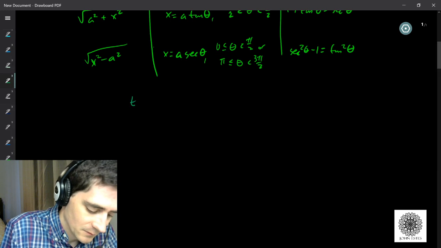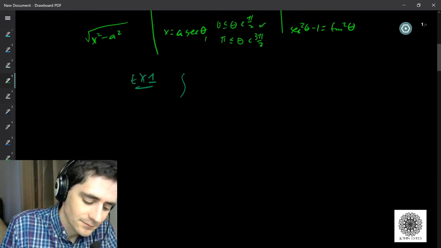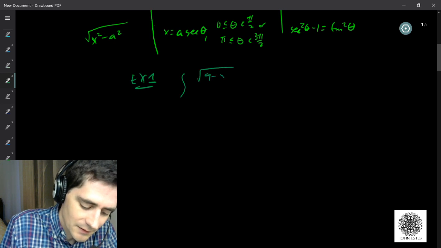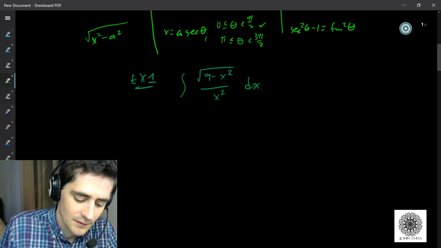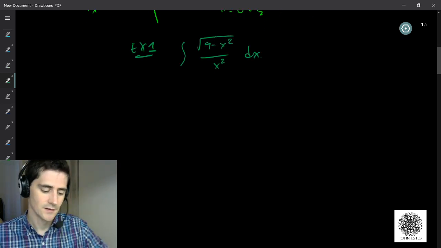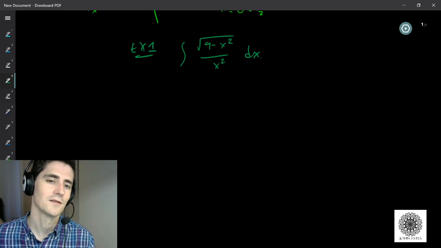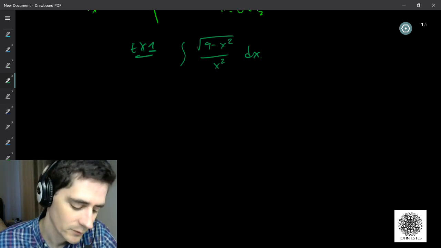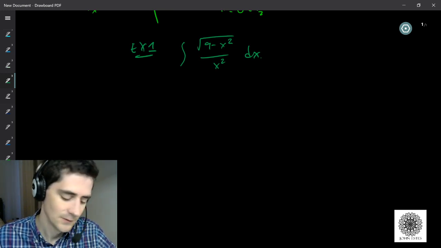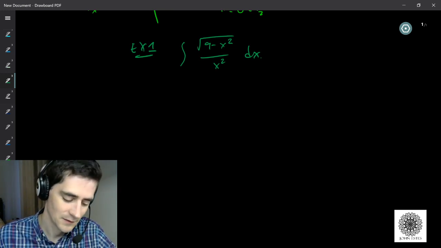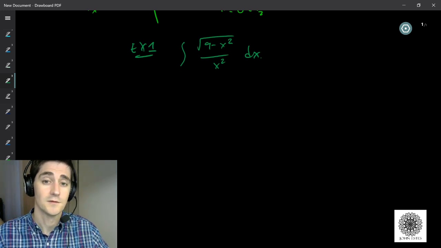Let's look at the first one, example 1. We're going to integrate the square root of 9 minus x squared over x squared dx. Okay, so notice here, if I just gave you this as an integral, not knowing what section of the textbook we're in, what would you try? First, you might try a U-substitution. U-substitution is not going to work. We have these x squareds. We never have a 2x anywhere.